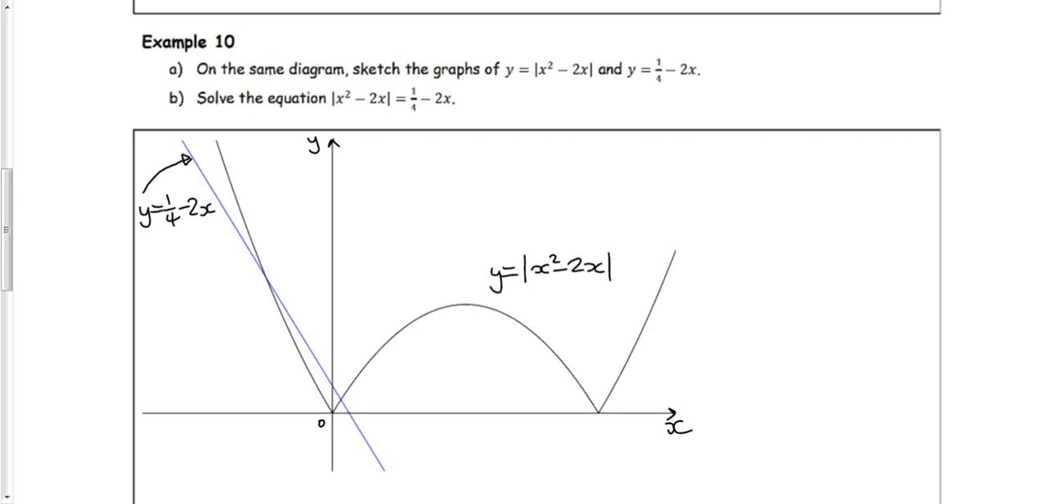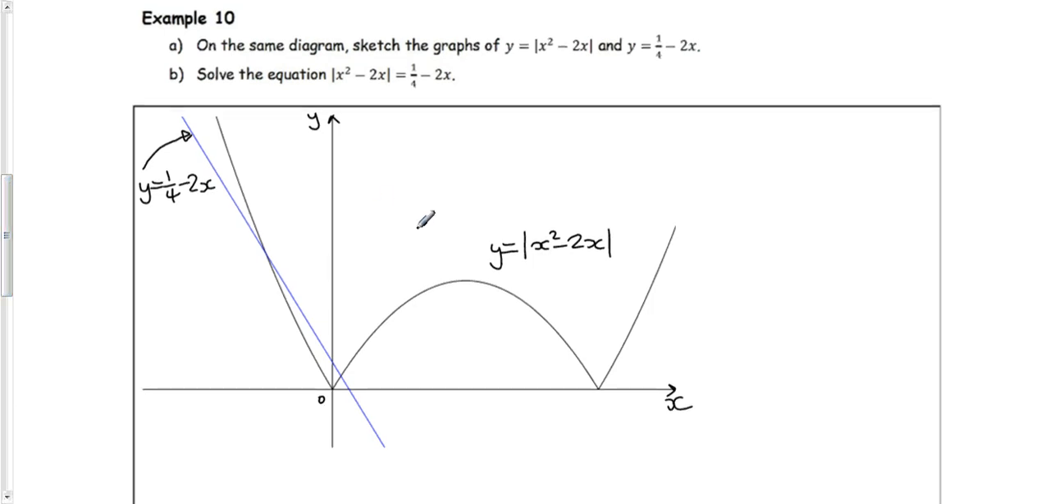C3 transforming graphs of functions, example 10. In part A, we are sketching on the same diagram these two graphs. Well, I've already drawn them, so let's just explain how I would have done this if I was doing it by hand.